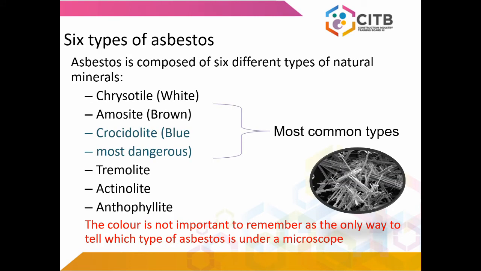Asbestos is composed of 6 different types of natural minerals: chrysotile white, amosite brown, and crocidolite blue, the most dangerous. These 3 are the most common types. We also have tremolite, actinolite, and anthophyllite. The colour of asbestos is not important to remember, as the only way to tell which type of asbestos it is, is under a microscope.